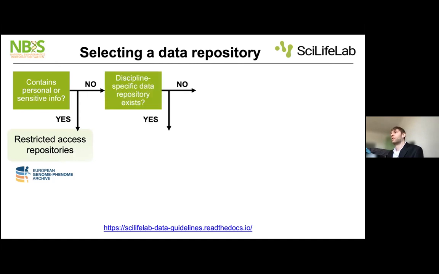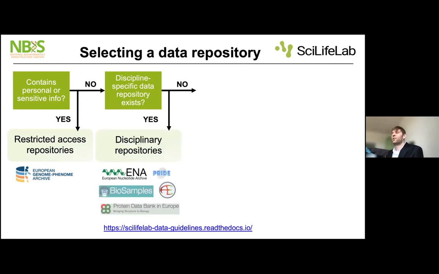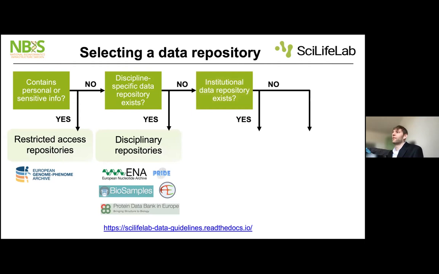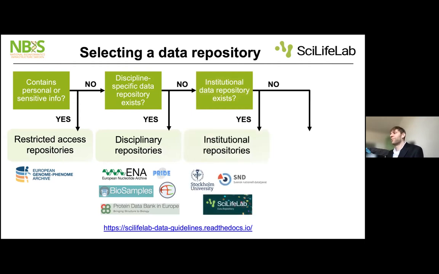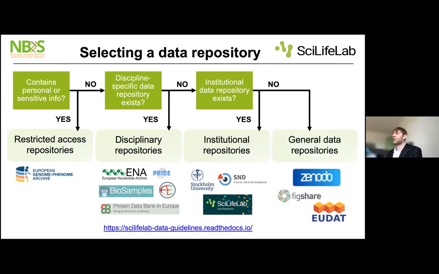If it's not sensitive, you should choose a discipline-specific repository if it exists. Examples of those are the European Nucleotide Archive, PRIDE, and some others. And in this case, we are actually looking at an institutional data repository when it comes to Figshare. So this is the SciLifeLab supported place to store data. But there are others at Stockholm University, for example, and SND, the Swedish National Data Service, also has a repository where you can store data. And then there are general data repositories outside of the management of these institutions that you can also use freely.